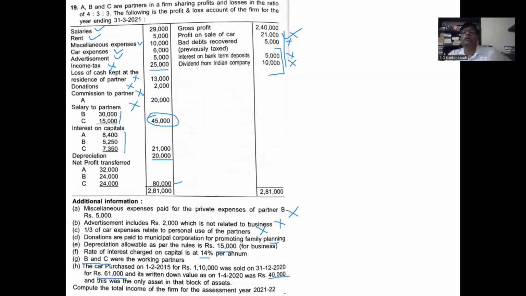Then what do you get? You get GTI. From GTI, less the donation. How much donation was asked? Donation 2,000 rupees. Less 2,000, total income comes. So you see the solution.